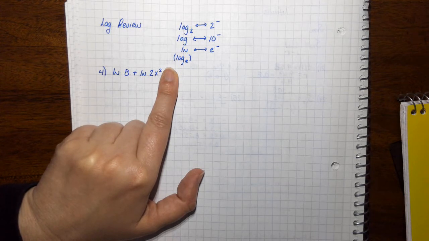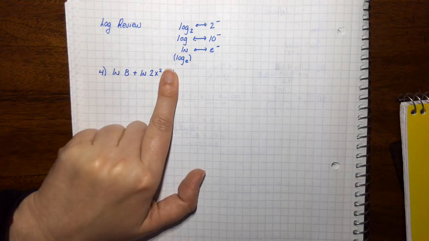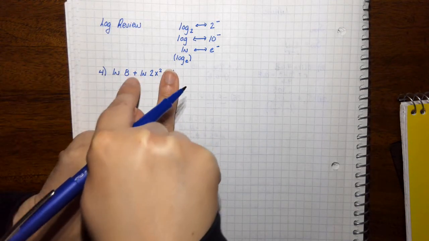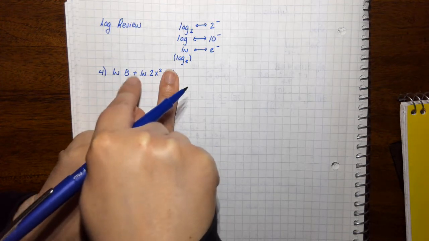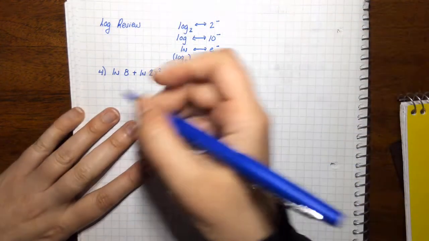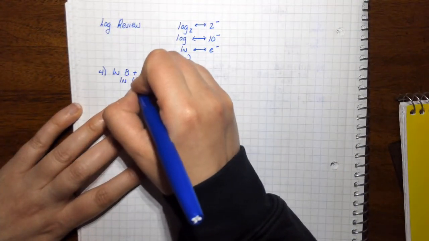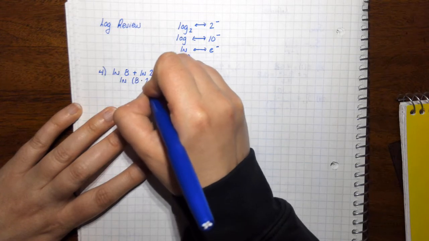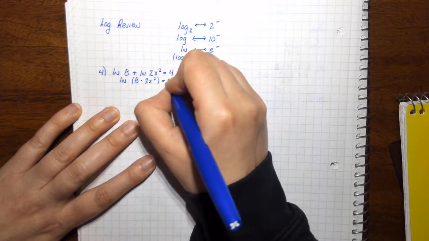First, I look for any leading coefficients that need to be put in the exponents, and I do not see any leading coefficients here. Next, I notice that these 2 logs are being added together, and you can combine 2 logs into 1 with multiplication. So natural log of 8 times 2x squared equals 4.